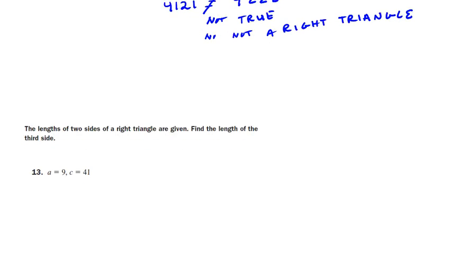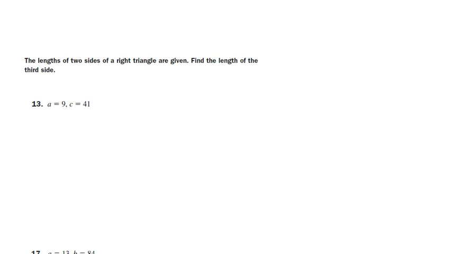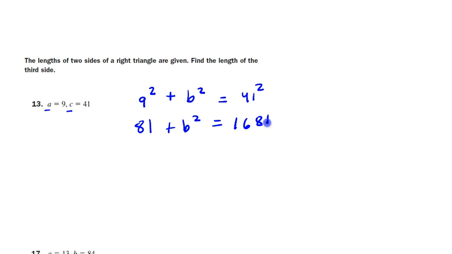Alright, now I want to look at the lengths of two sides of a right triangle that are given and find the length of the third side. Now, they're labeling A and C, so I know that the side length I'm missing is a leg B. A is 9, so I'm going to write 9 squared plus B squared, because that's the variable I don't know, equals C was 41 squared. I'm going to do my squaring. 81 plus B squared equals 1681.